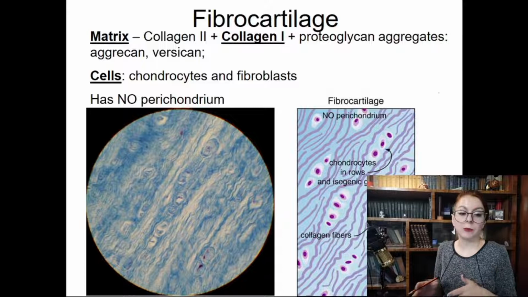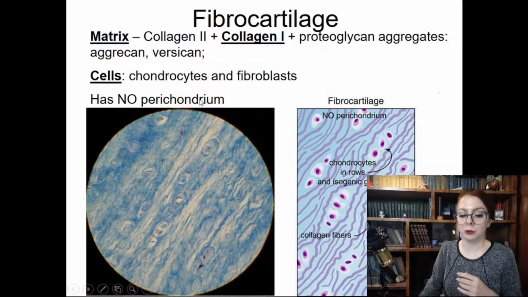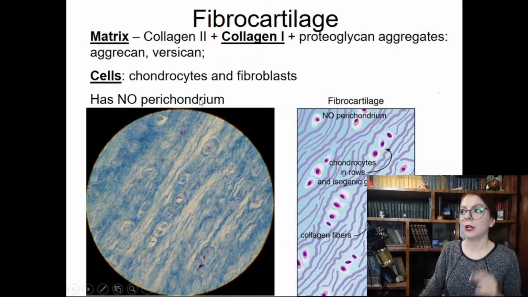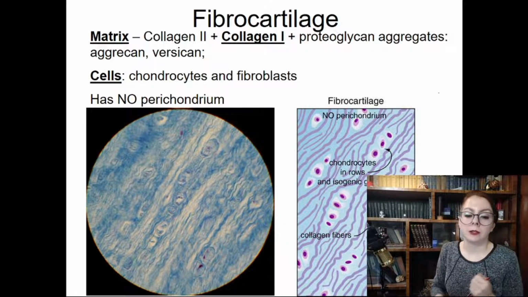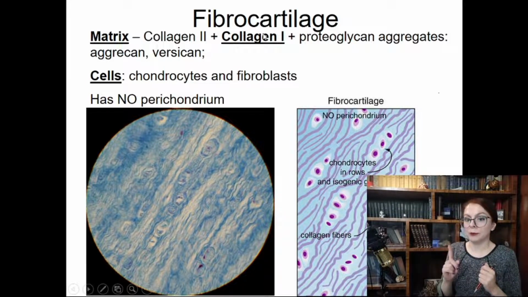This is the last type, and as you can see, it has no perichondrium. Please remember this first feature. Unlike hyaline and elastic, it has no perichondrium. And in its matrix, except collagen type 2, we also can find collagen type 1.